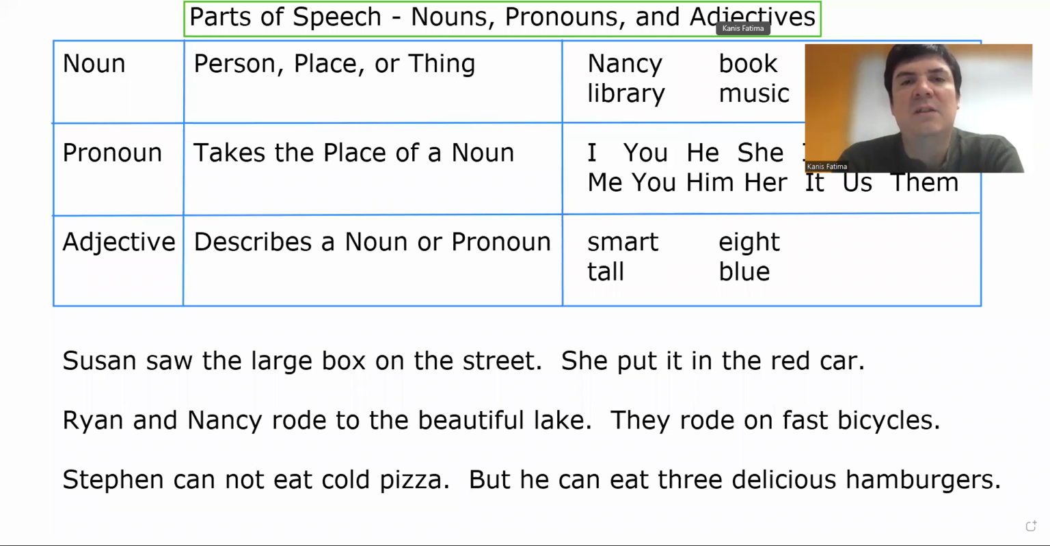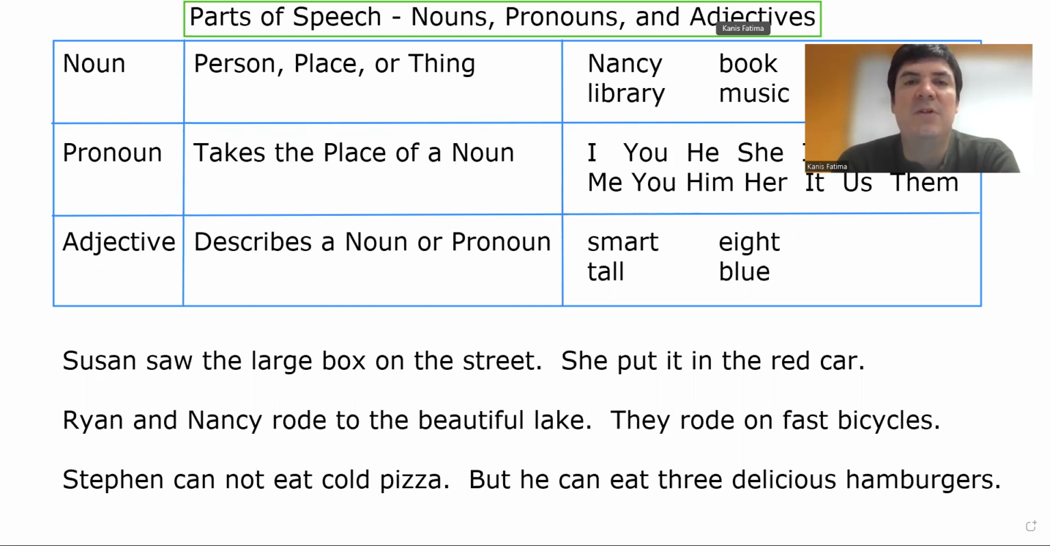Hello, class. Today we're going to talk about three parts of speech. The three parts of speech we're going to talk about are nouns, pronouns, and adjectives. The first part of speech we're going to talk about are nouns. Nouns can be a person, place, or thing. Anything you can use your five senses for are nouns.